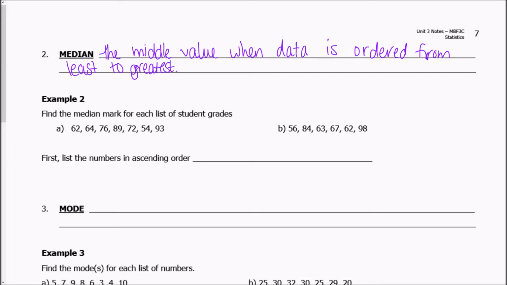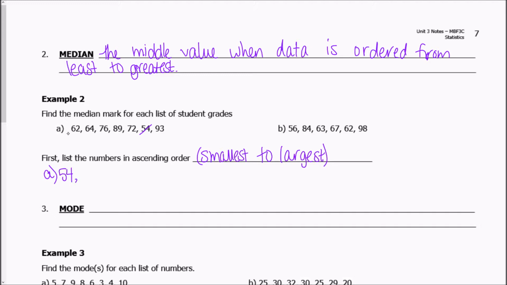Okay, so example 2, find the median mark for each of the students' grades. So what we want to do right here is first we need to list the numbers in ascending order, and ascending order means going from smallest to largest. Okay, so I'm going to put the numbers in order for A. So for A, the smallest number we have here is a 54. And I'd like to cross off the numbers just to make sure that I don't miss anything.